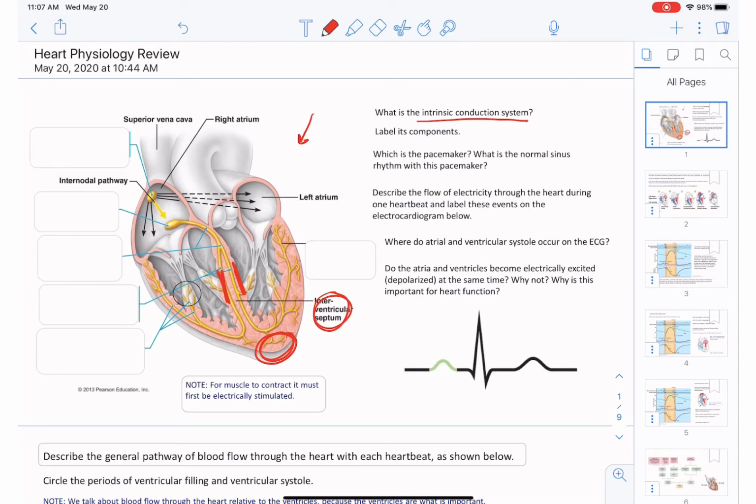Now let's look at some chambers. And remember, this is an anterior view and you're looking at the heart in the anatomical position. So which chamber is this right there? That's the right atrium, which makes that the left atrium. That's the right ventricle, and that's the left ventricle.